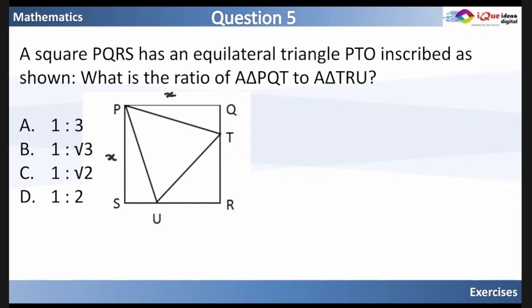And if we take the measure of QT as equal to Y, then can I say TR is equal to X minus Y, because QR is X and QT is Y, so TR will be equal to X minus Y. And it is given that the entire thing is an equilateral triangle. So by rules of symmetry, we can say that the entire thing is very symmetrical. So SU will also be equal to Y, and UR is exactly equal to X minus Y. You get this portion so far?